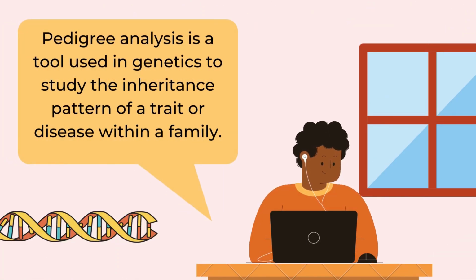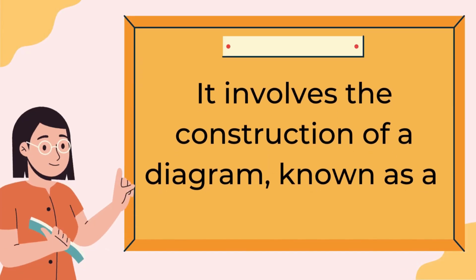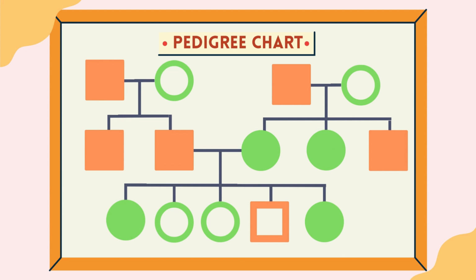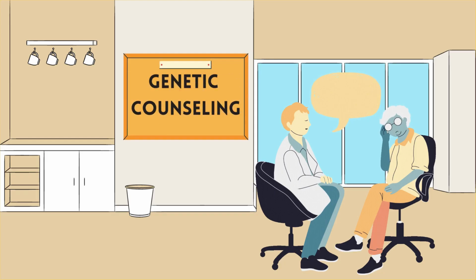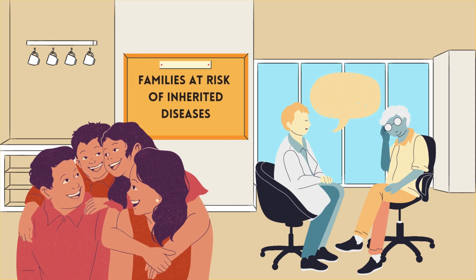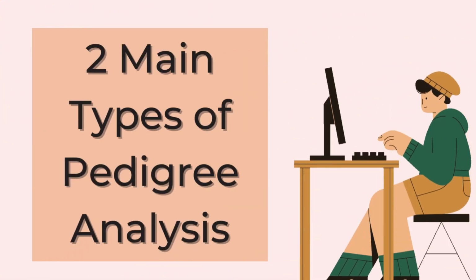Pedigree analysis is a tool used in genetics to study the inheritance pattern of a trait or disease within a family. It involves the construction of a diagram known as a pedigree chart, represented by standard symbols, which shows the relationship between family members and the presence or absence of a particular trait or disease. Pedigree analysis is an important tool in genetic counseling and can provide valuable information for families at risk of inherited diseases. There are two main types of pedigree analysis.